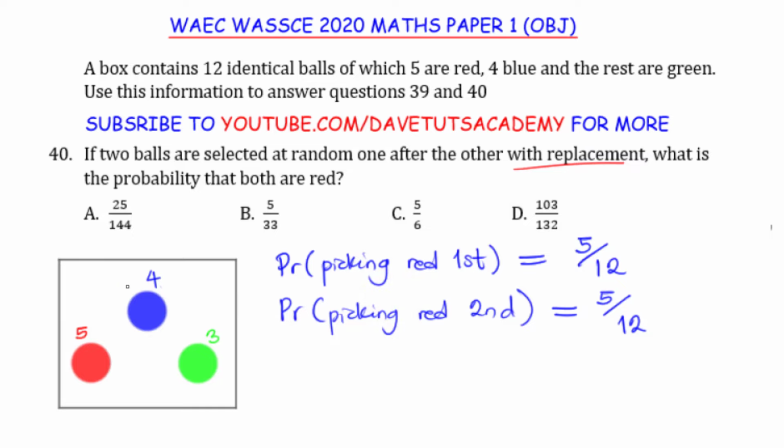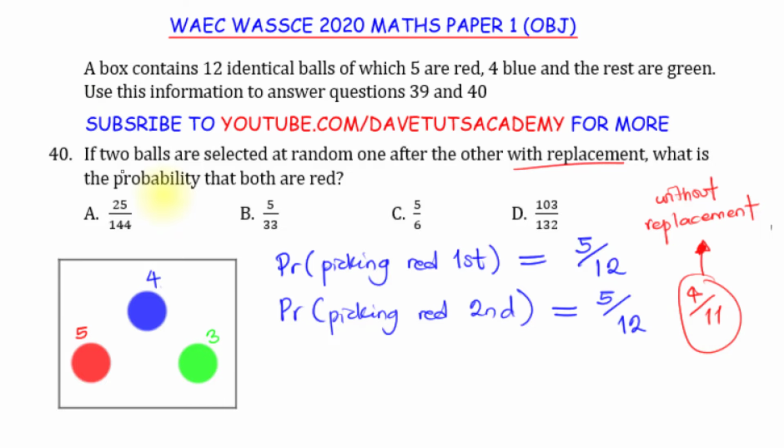Now, if we had been told that it is without replacement, this second case would have been 4 over 11. So that's what you need to note if you are coming across this question in some other exam and we are being told that it is without replacement. Alright, so it will be 4 over 11 because the red balls had diminished by 1, and the total had also diminished by 1.